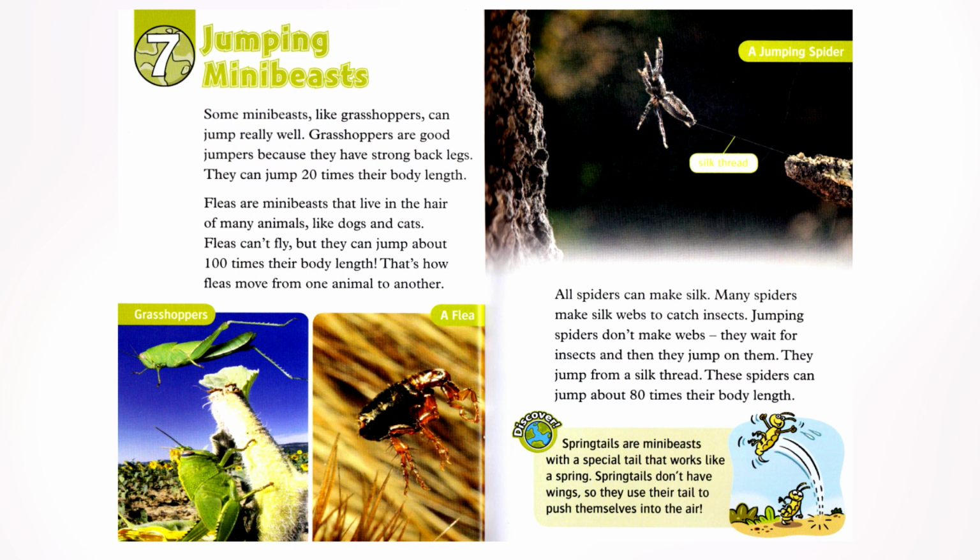All spiders can make silk. Many spiders make silk webs to catch insects. Jumping spiders don't make webs. They wait for insects, and then they jump on them. They jump from a silk thread. These spiders can jump about 80 times their body length.